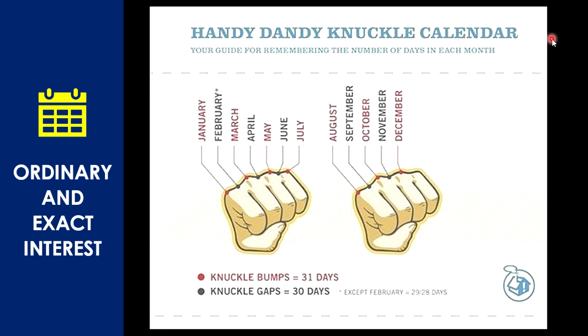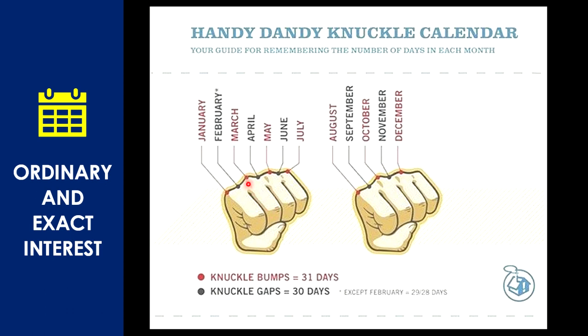We have the knuckle bumps and knuckle gaps. As you can see here, the knuckle bumps are the months that have 31 days, while knuckle gaps have 30 days. So as you can see here, January, knuckle bump, so that's 31 days. And then February is the exception: it's 29 or 28 days, depending on if we have a leap year.